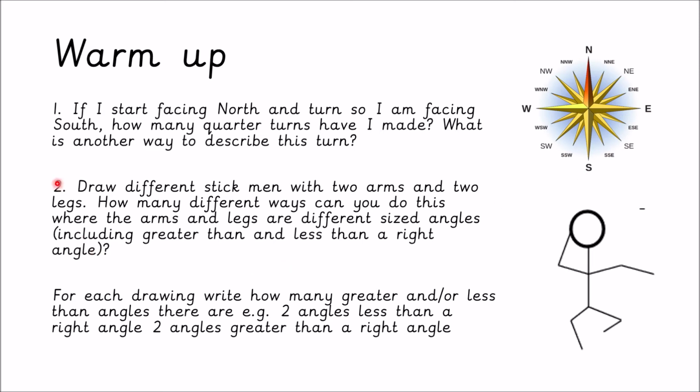Your second question would like you to draw different stickmen with 2 arms and 2 legs, as this stickman is here. And it wants you to work out how many different ways you can do this where the arms and legs are differently sized angles, and it wants you to label which angles are less than a right angle and which angles are greater than a right angle. Just write on how many there are. So for example, you might say, oh, there are 2 angles less than a right angle and 2 angles greater than a right angle.